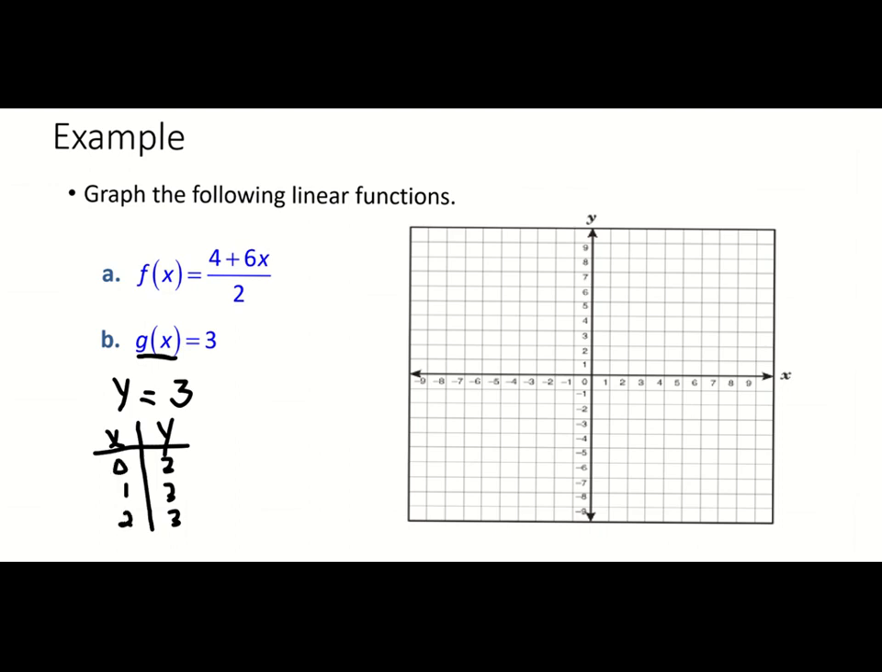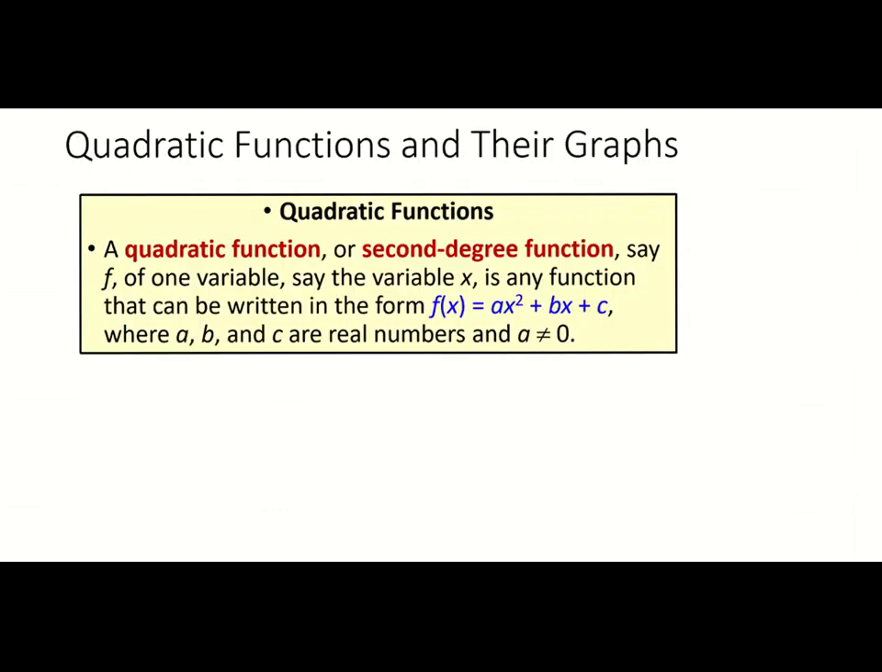When we graph it, here's 0, 3, 1, 3, 2, 3, it will give you your horizontal line. So when you have g of x, or f of x, or h of x, or anything of x equals 3, or any number, it's really a y equals equation. So you're going to end up with a horizontal line when you graph that one. All right, so that was it for linear equations or functions.